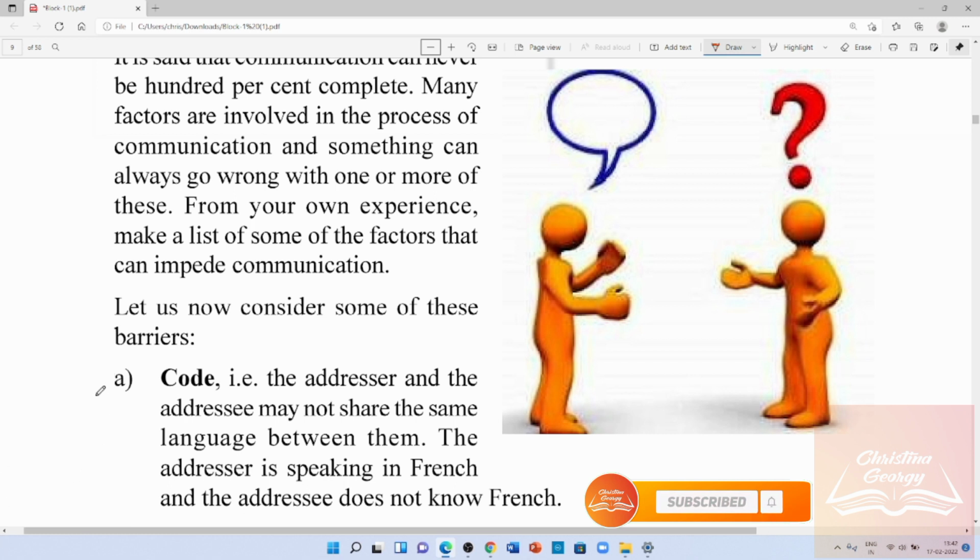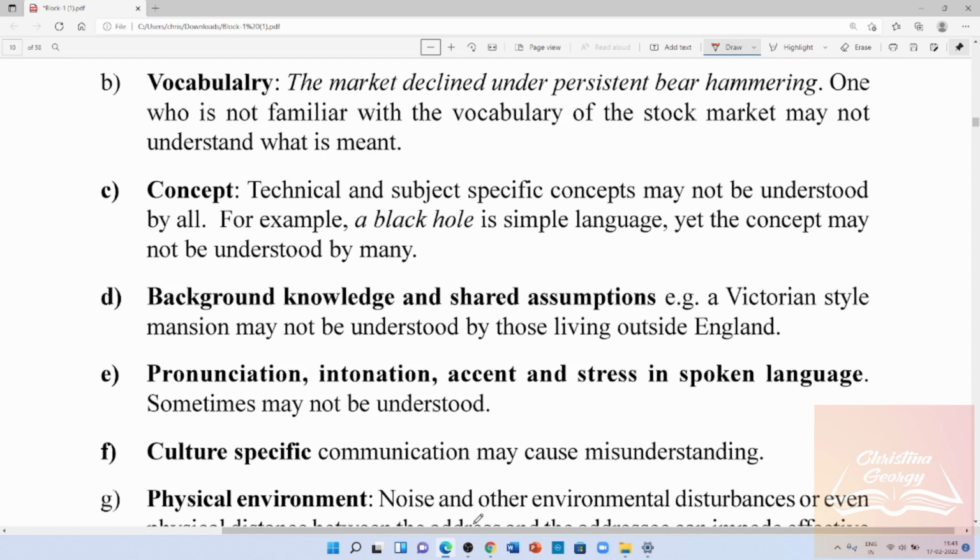If the speaker and the listener are not able to understand the code, there could be a barrier to communication. That is, if the addresser and the addressee do not share the same language between them, there will be a barrier to communication. Vocabulary. Suppose I come to class and say quintessential. Most of you might not be able to understand its meaning because that is not part of your active vocabulary. So vocabulary can also be a barrier to communication because it differs from person to person.